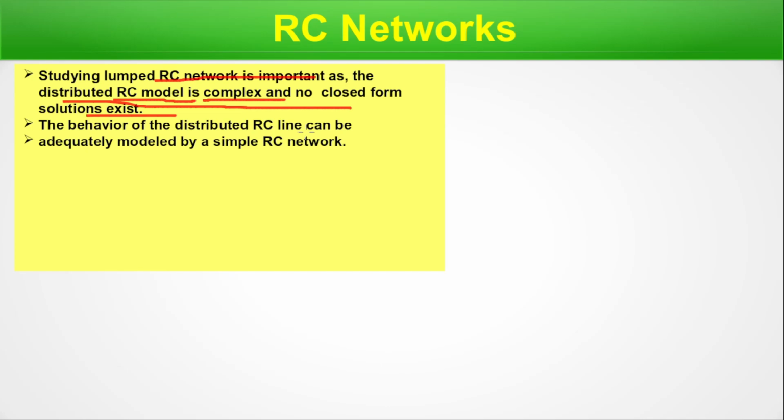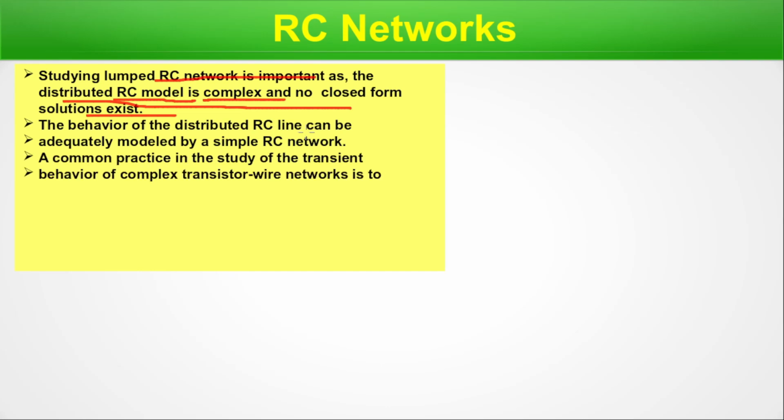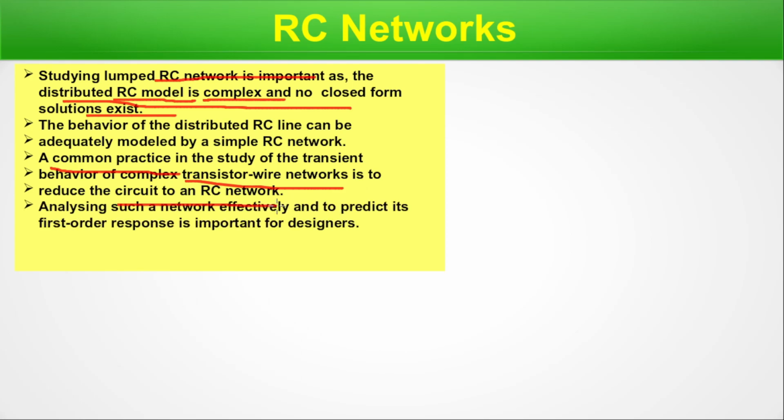A common practice in the study of the transient behavior of a complex transistor wire network is to reduce the circuit to an RC network. We reduce them to a simple RC network. Analyzing such a network effectively and predicting its first order response is important for designers. We try to keep the answers simple, so we try to predict the first order response of the system. Two popular networks are the tree network and the RC chain or ladder network.